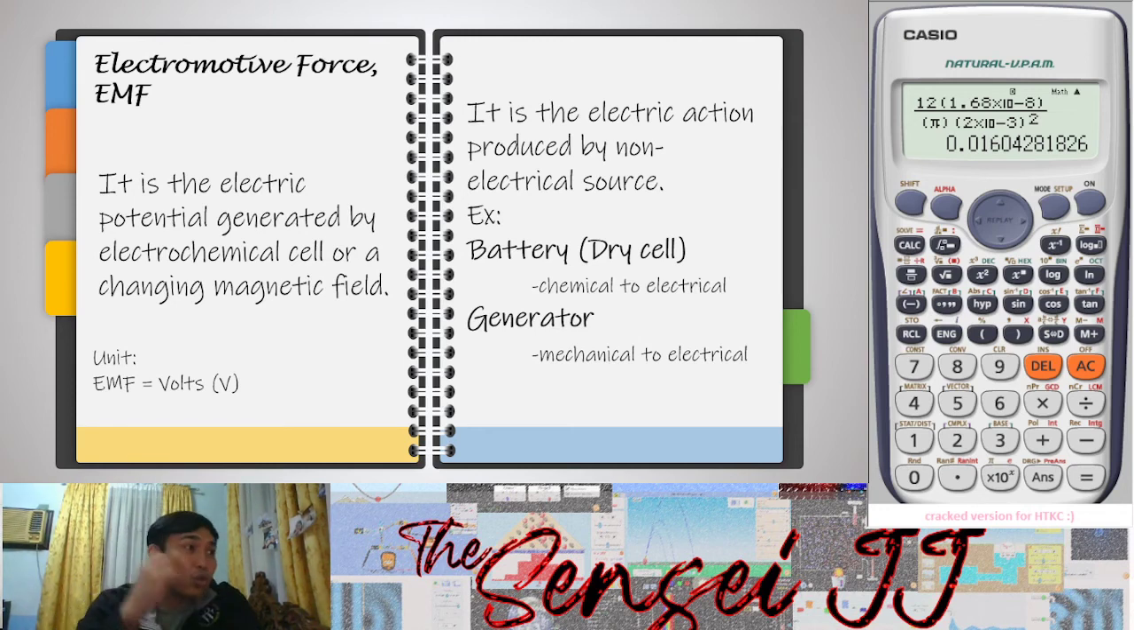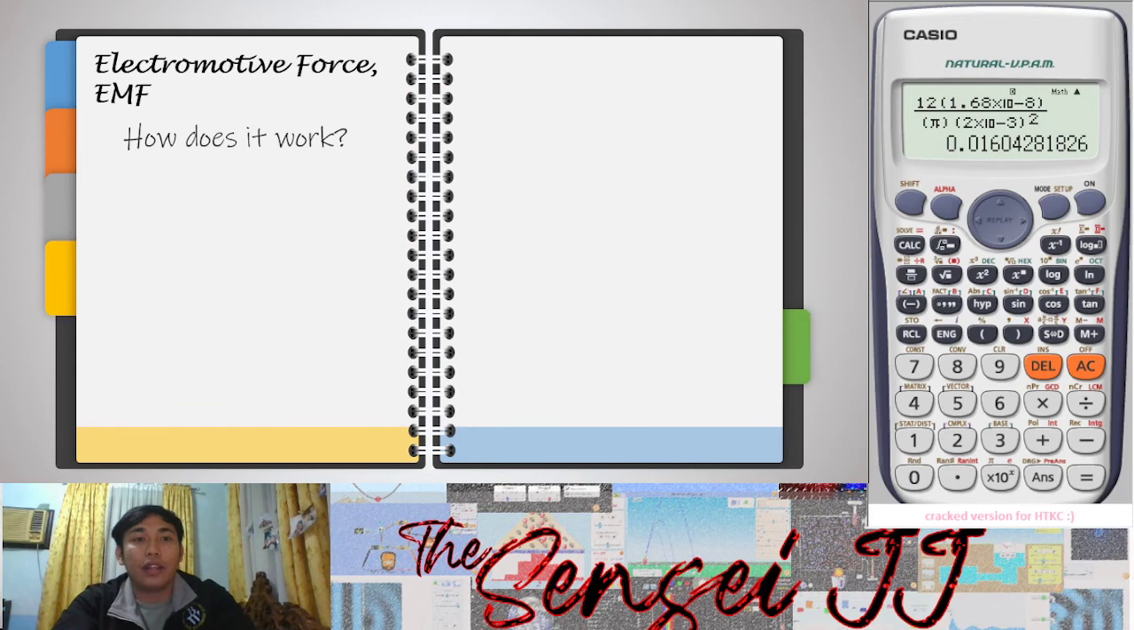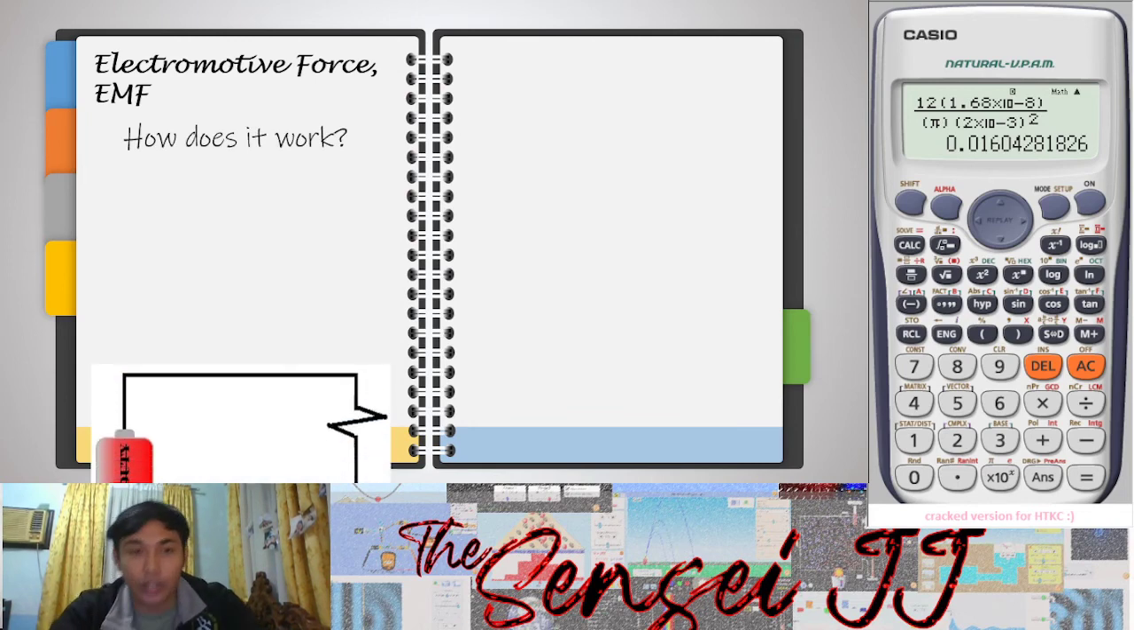What is the unit of the source in our electric circuits? It's always voltage. So in this case, electromotive force, EMF, uses voltage as its unit. Okay, so again, we have electromotive force, and how does it work?